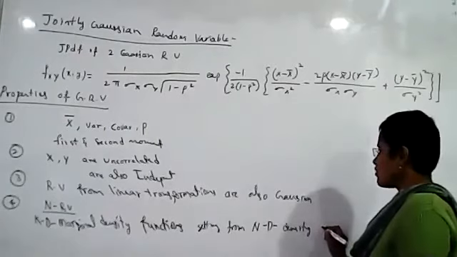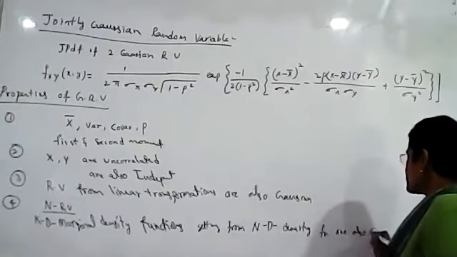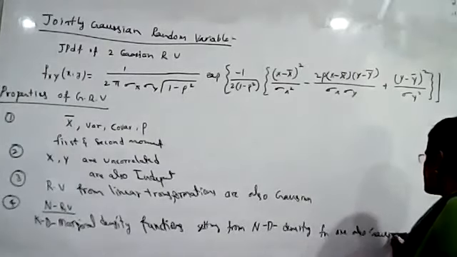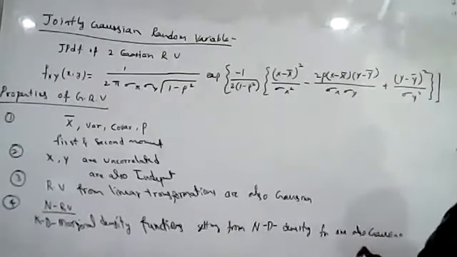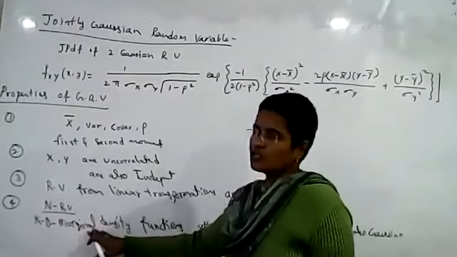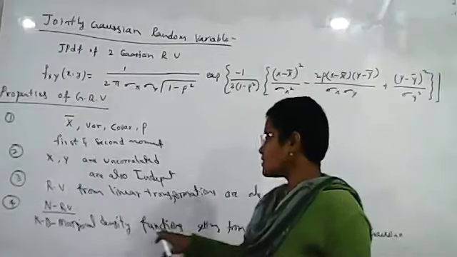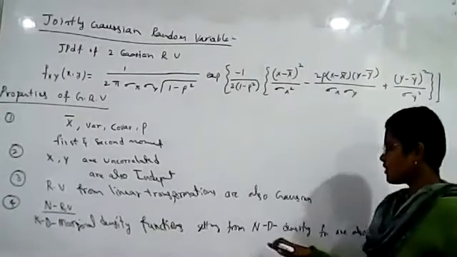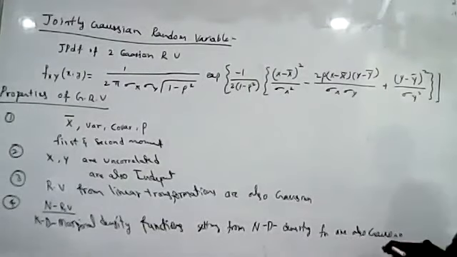These are also Gaussian, because the n-dimensional random variables we are taking are Gaussian random variables. From these n-dimensional Gaussian random variables, if you take only k-dimensional random variables, you get k-dimensional marginal density functions. The marginal density functions obtained from the n-dimensional density function are also Gaussian. That is our fourth property.